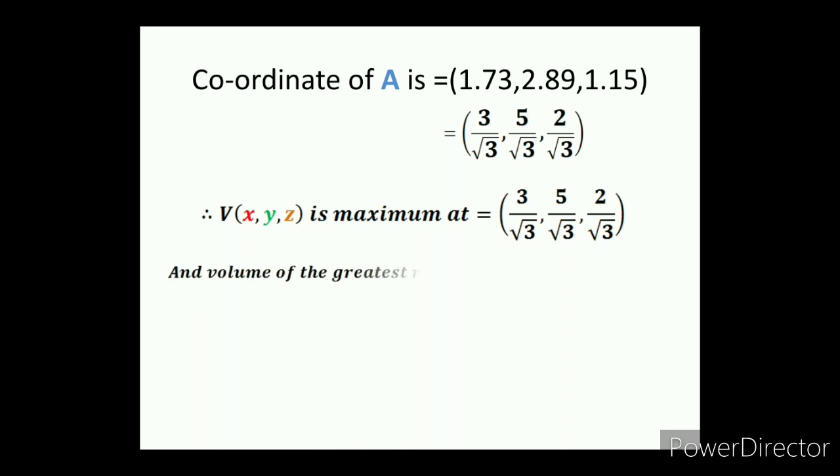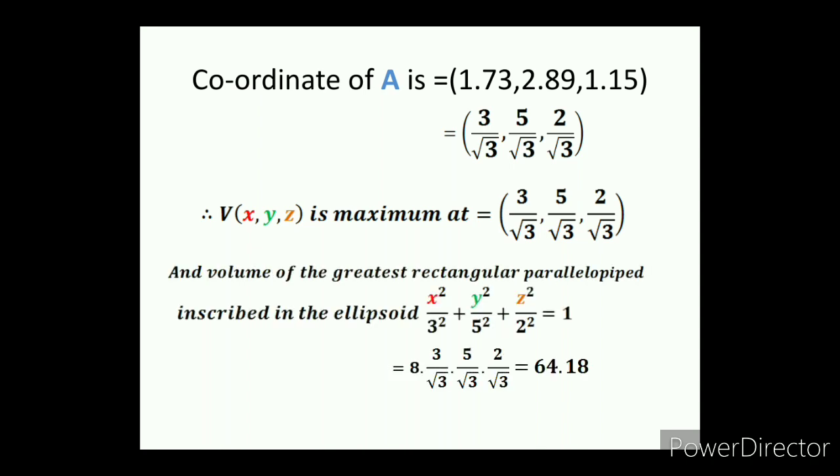And the volume of the greatest rectangular parallelepiped inscribed in the ellipsoid x²/3² + y²/5² + z²/2² = 1 is 8 × 3/√3 × 5/√3 × 2/√3, that is equal to 64.18.